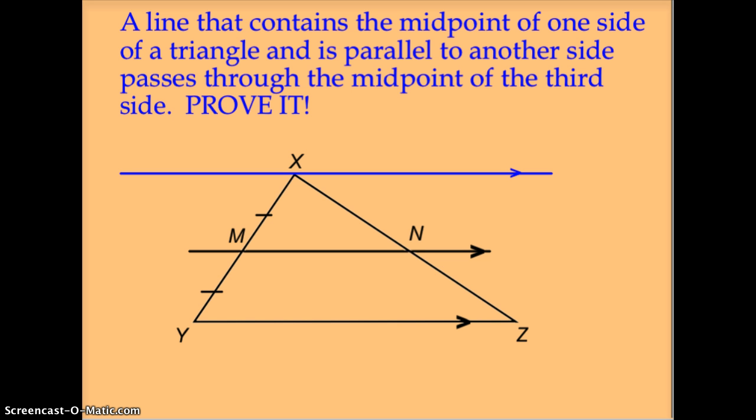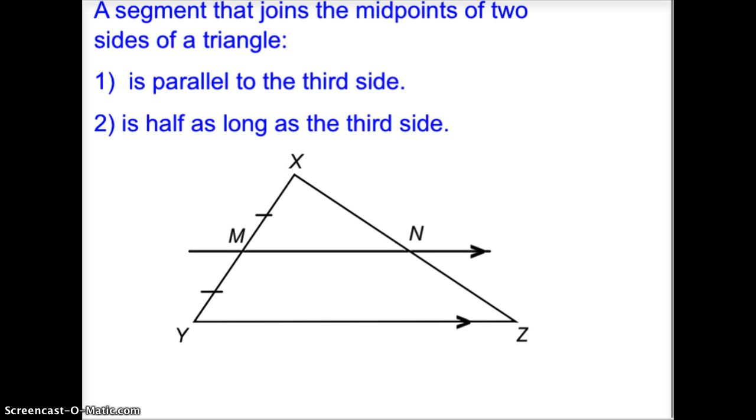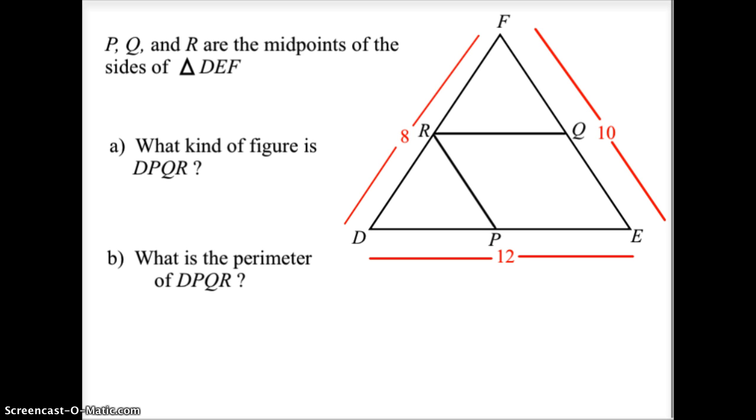The last theorem is a converse of the one you just worked on. A segment that joins the midpoints of two sides of a triangle is parallel to the third side and is half as long as the third side. We'll do the proof of this in class tomorrow. Please take a look at this picture and answer questions A and B in addition to your note sheet.